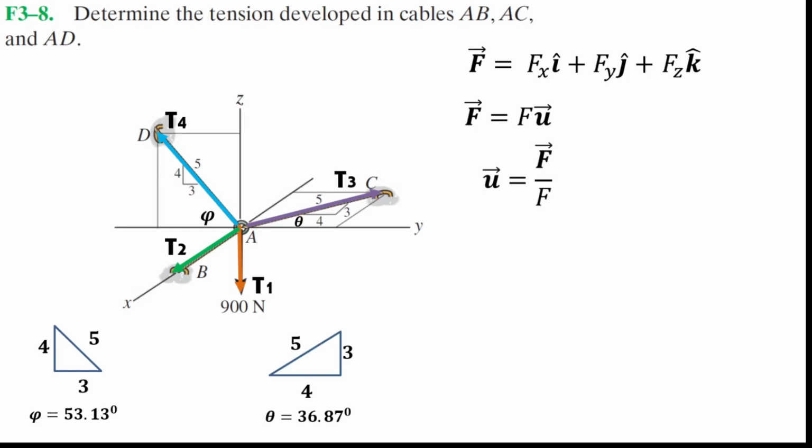We know that the unit vector can be found by the Cartesian vector F divided by its magnitude. But since we don't know the magnitude, we cannot use the first formula. What we're going to do is use this one, in which the unit vector is equal to cosine alpha i hat, cosine beta j hat, and cosine gamma k hat. And remember, alpha, beta, and gamma are angles coming from their positive axes. So if we look here, this is now our T3.